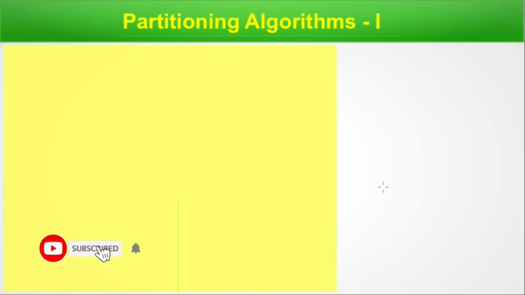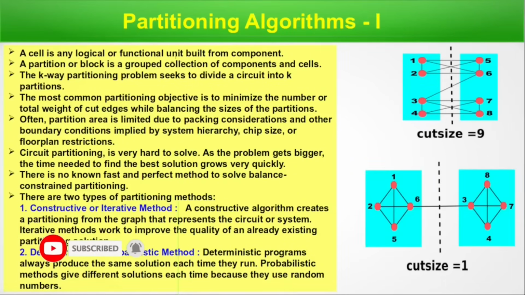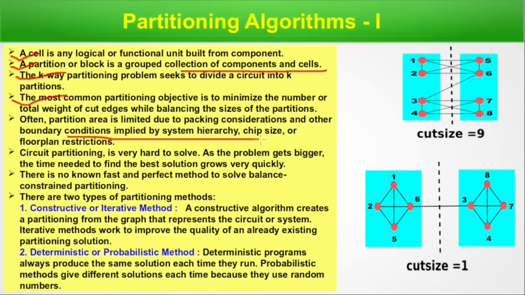Partitioning algorithms. A cell is any logical or functional unit built from components. A partition or block is a grouped collection of components or cells. The K-way partitioning problem seeks to divide a circuit into K partitions. The most common partitioning objective is to minimize the number or total weight of cut edges while balancing the sizes of the partitions. Often partition area is limited due to packing considerations and other boundary conditions implied by system hierarchy, chip size or floor plan restrictions.